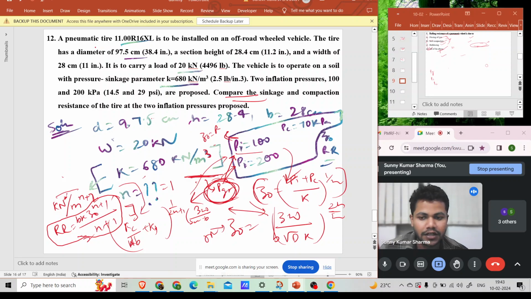You will neglect that inflation pressure, because that is giving more rolling resistance. We have to always go for lesser rolling resistance, and we will choose that inflation pressure in which the rolling resistance is less. That is the whole concept of this whole week, I think. So is everything clear which we have discussed in this session?